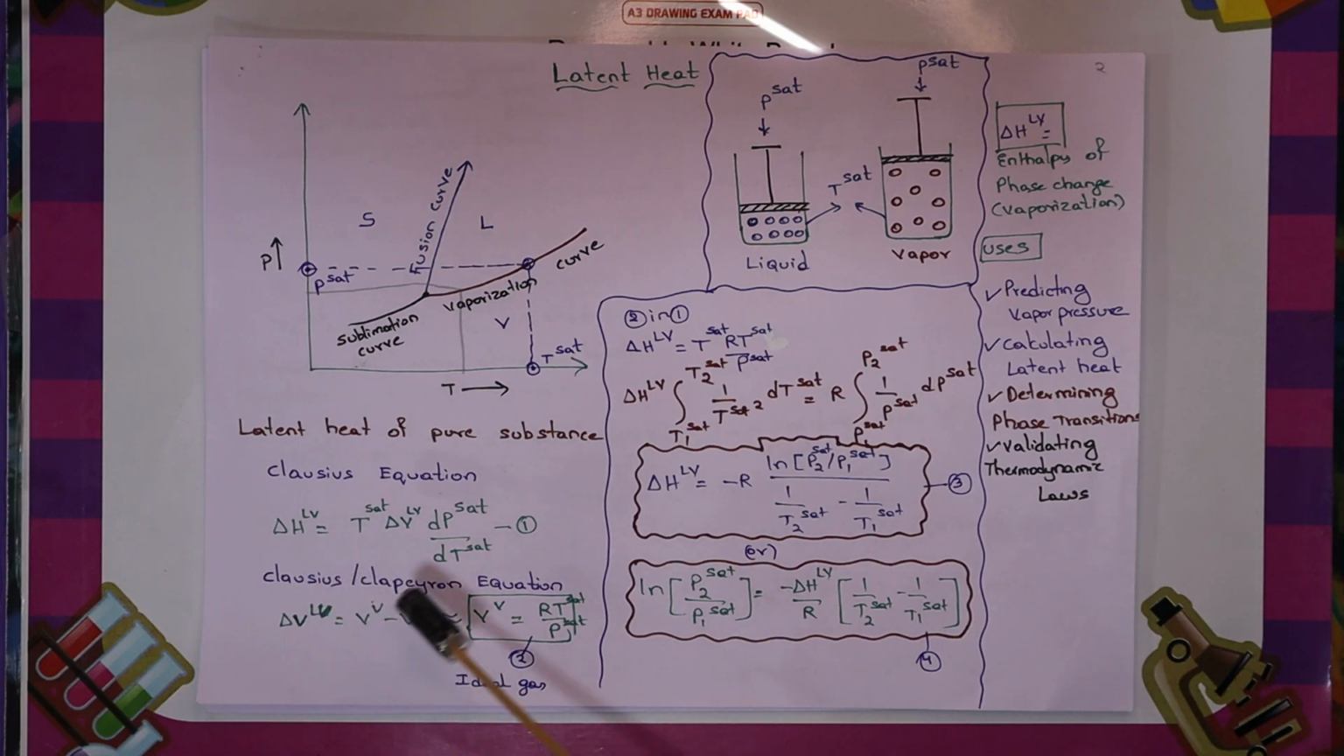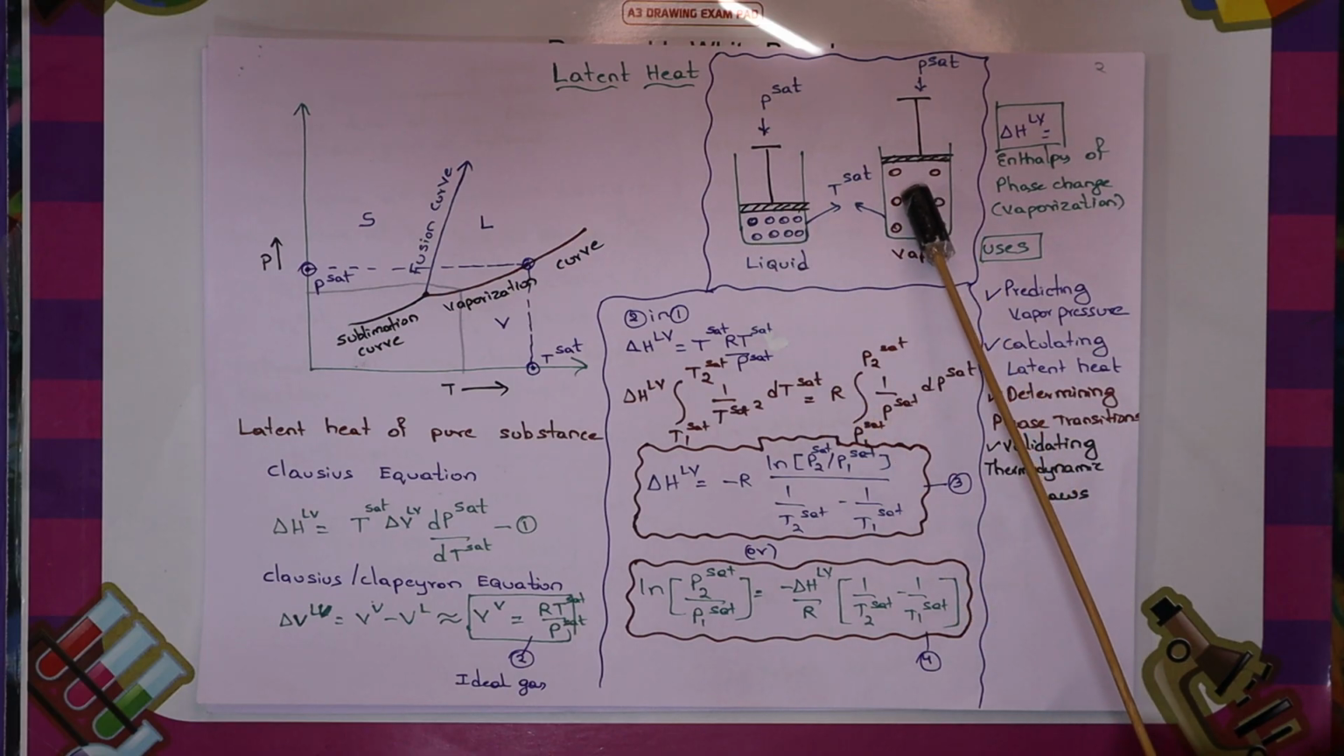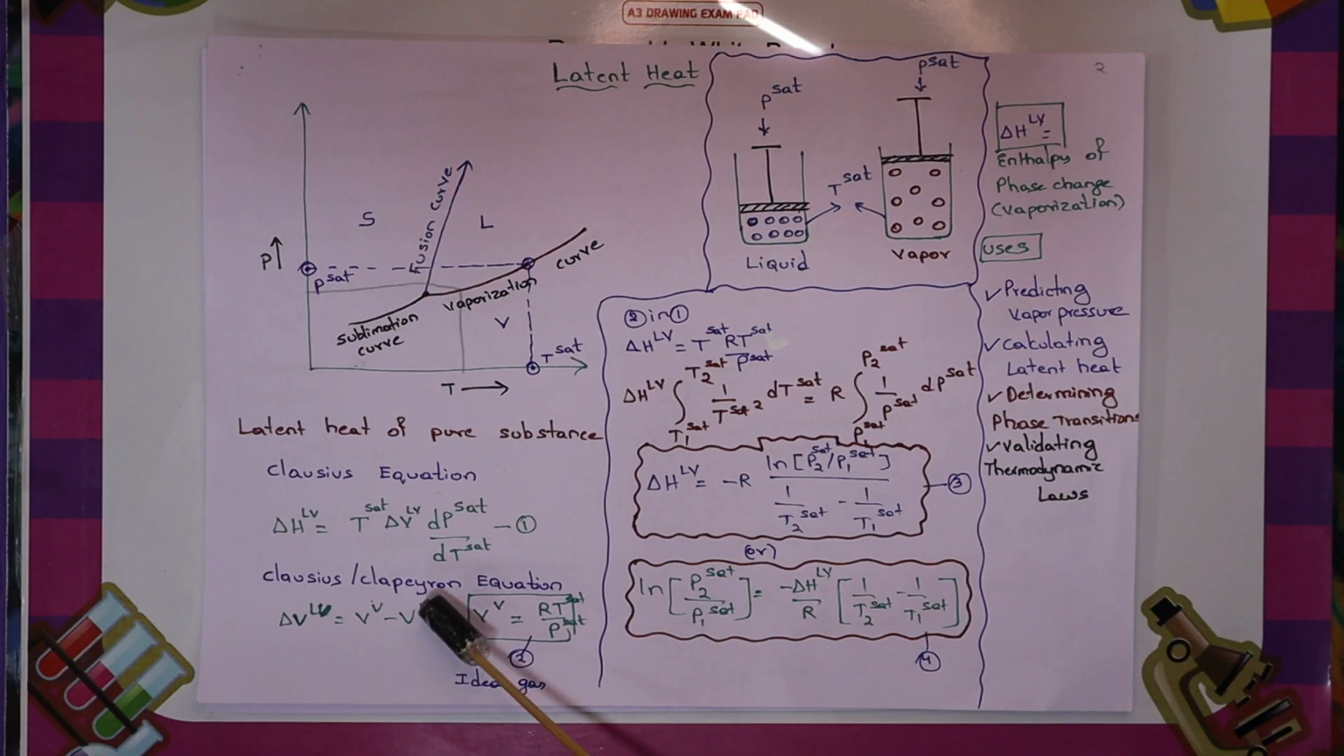Then Clausius-Clapeyron came up with another simplification. What is delta V representing? Volume of the vapor minus volume of the liquid. He says that in general a gas occupies a much higher volume than the liquid. So delta V is vapor volume minus liquid volume, and we can neglect the liquid volume. So simply, delta V LV is nothing but the volume of the vapor.